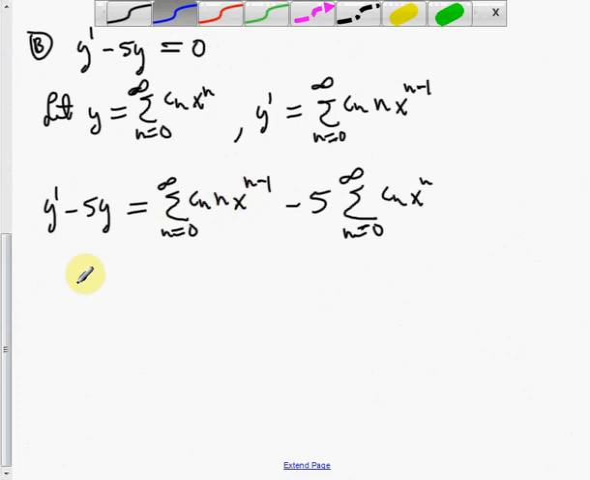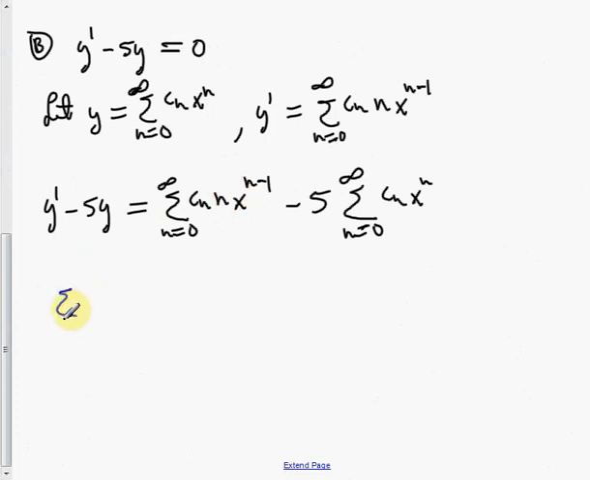So here, you can write this as the summation as n goes from 1 to infinity of c sub n times x to the n minus 1. That's the only thing that I changed. Then minus 5 times the summation as n goes from 0 to infinity of c sub n times x to the n.